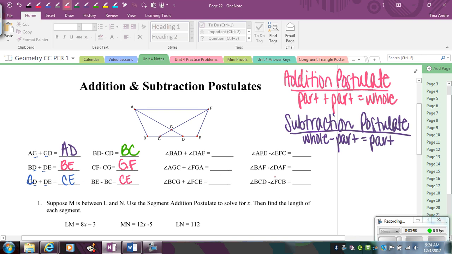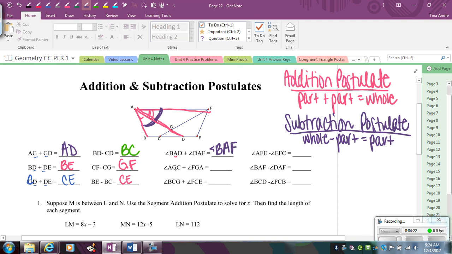And then we have the same thing for angles. If we look at the angles, BAD, remember that middle letter is the vertex, so that's important. DAF. So this angle plus this angle here is going to equal the entire angle. So it's going to equal angle BAF.